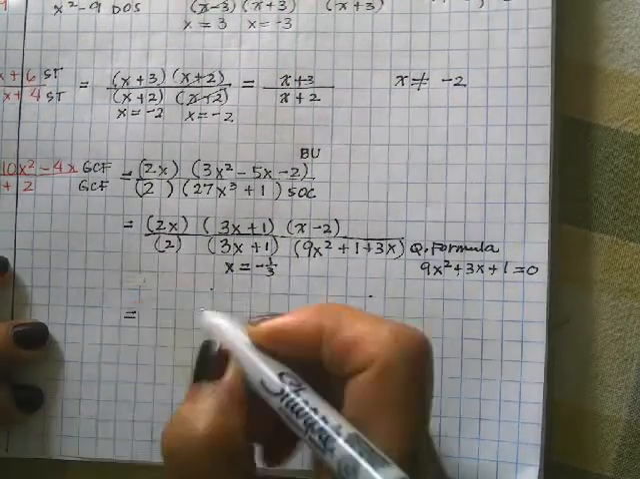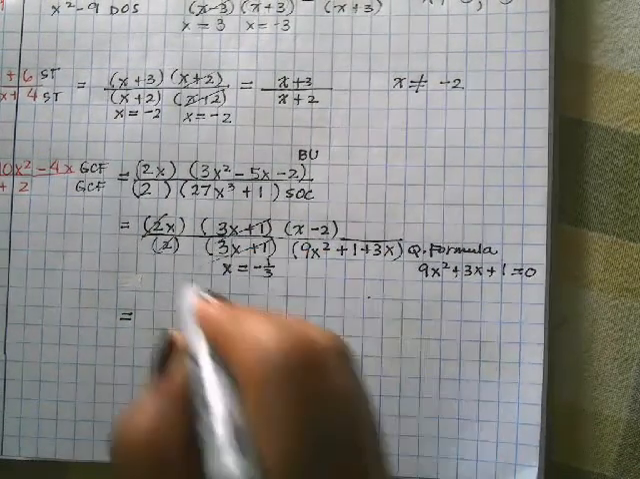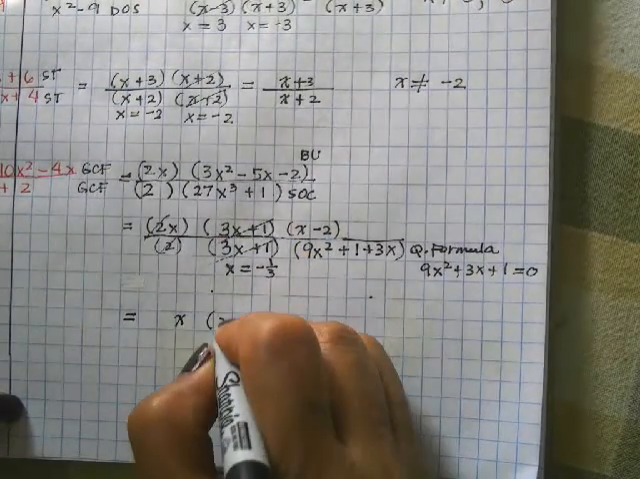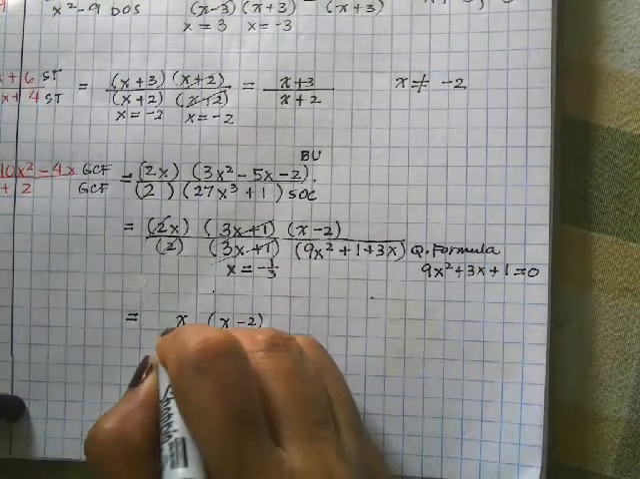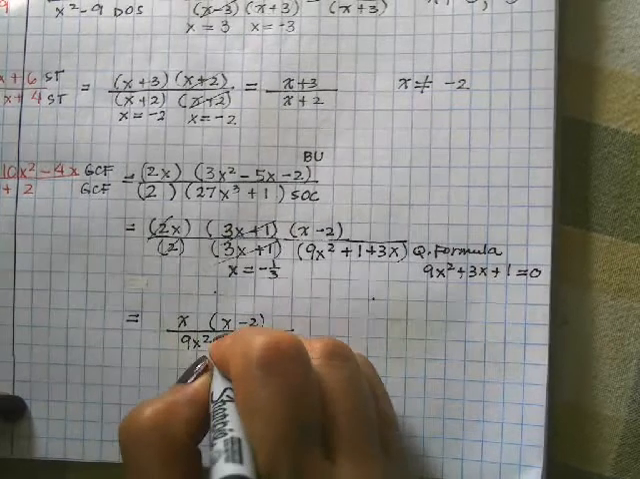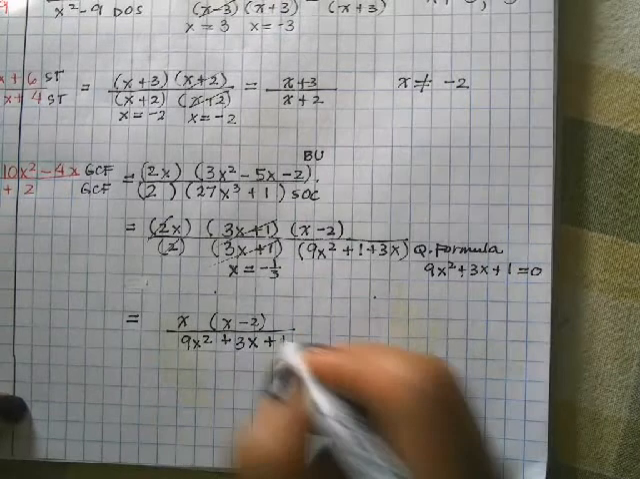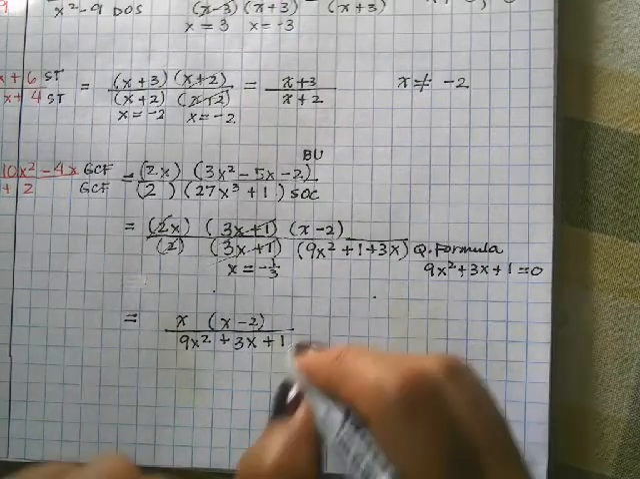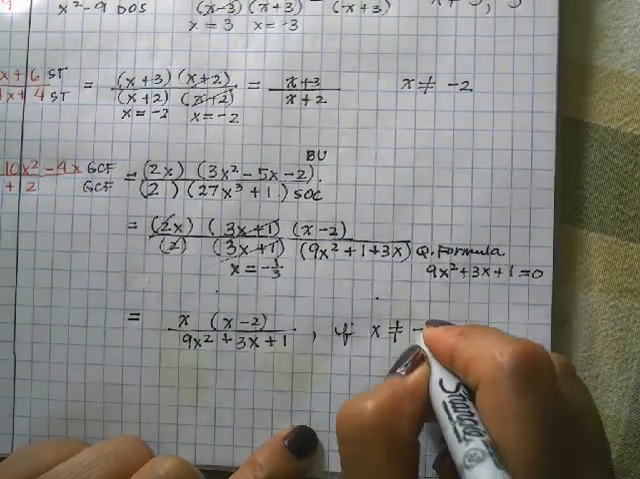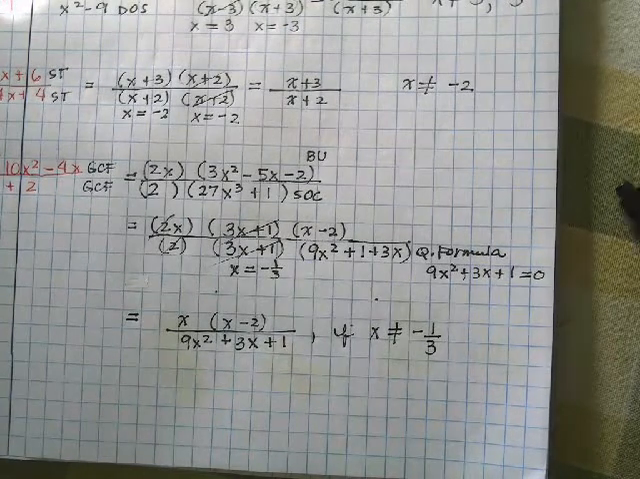So let's simplify this. Let's cancel 2 and 2. 3x plus 1 cancels with 3x plus 1. So what's left on the numerator is x times x minus 2. And in the denominator, we have 9x squared plus... let's just write this first, so it would be in standard form. Okay, and again, our constraint is x is not equal to negative 1/3. So that is how you simplify.